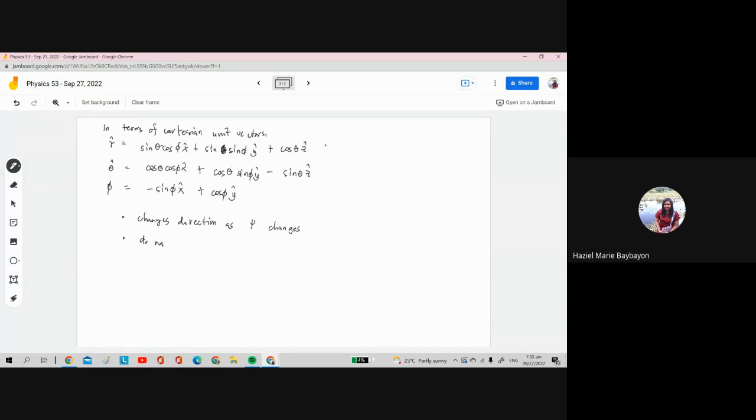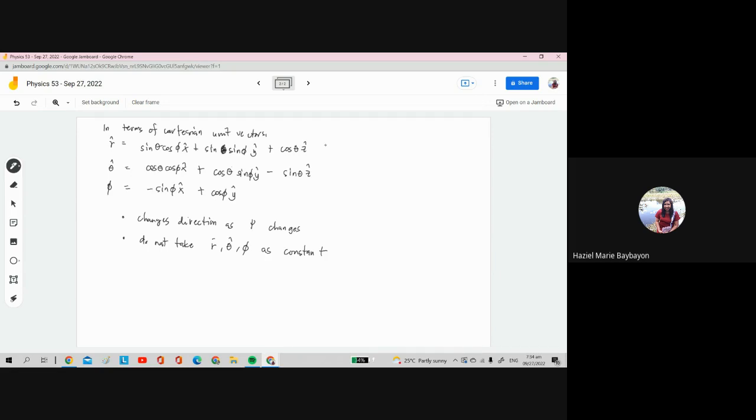Do not take r, theta, and phi hats as constant. Okay? Now, di ba naa tay sa Cartesian coordinate system natay dl, naa pod tay dA, naa pod tay dV. Okay, so let us express those infinitesimal length, area, and volume in terms of the spherical coordinates.